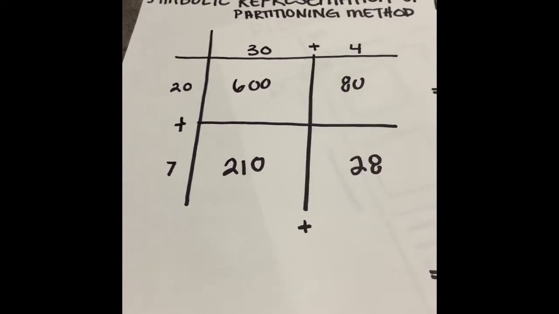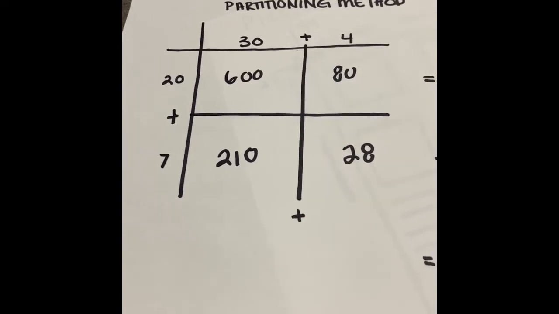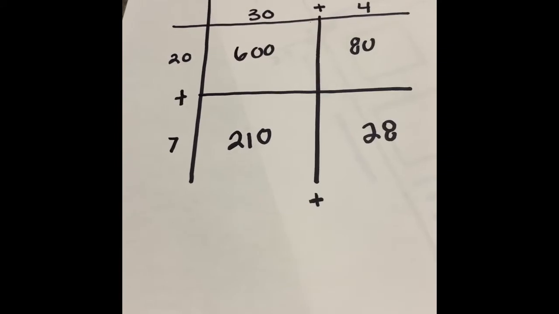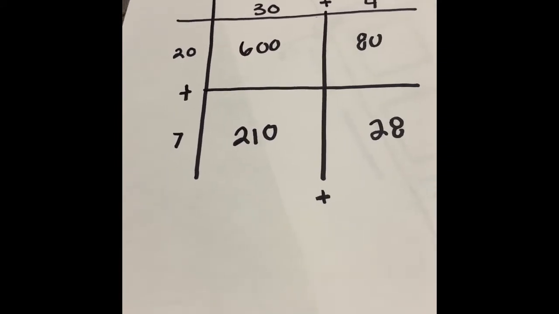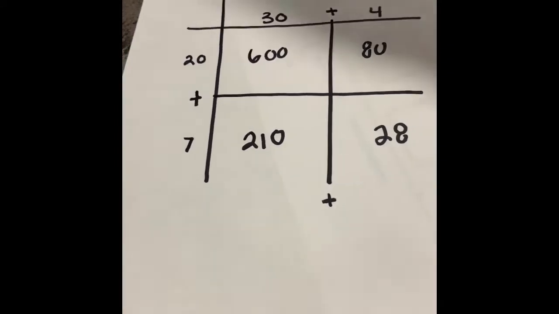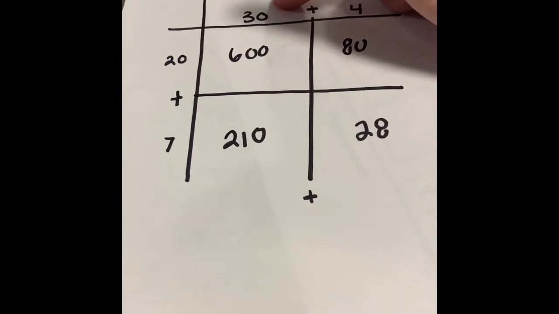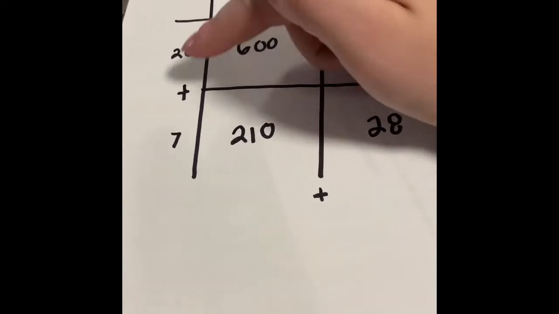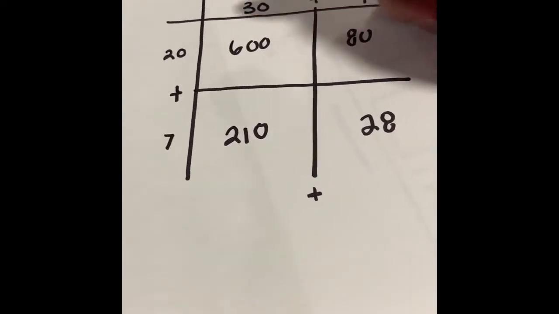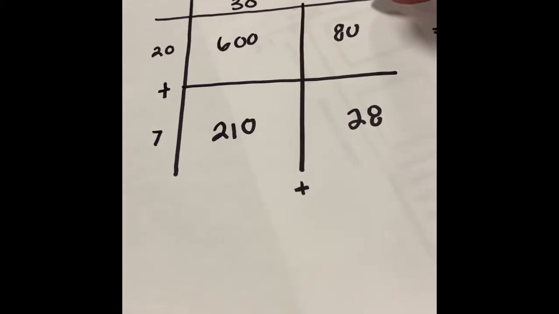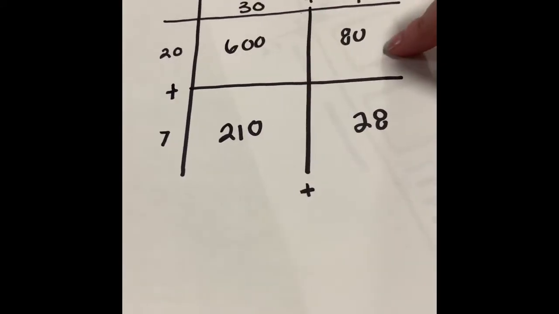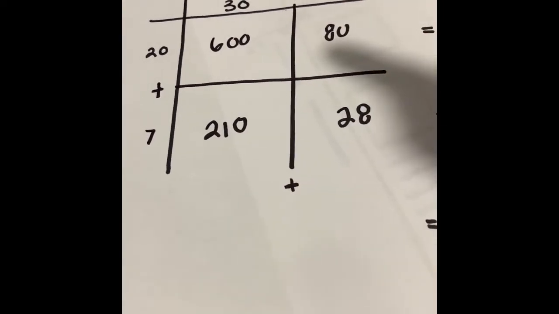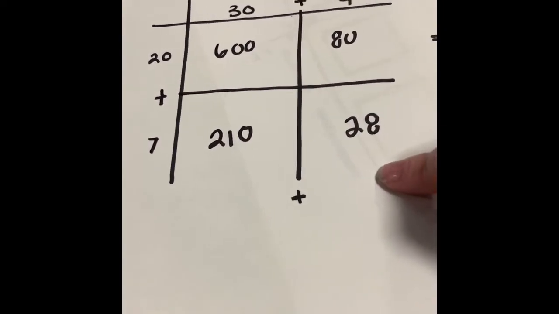This is a symbolic representation of the equation 34 multiplied by 27 using the partitioning method. In the partitioning method, the goal is to take bigger numbers and break them down into smaller and easier to work with numbers. Here we can see the value of 34 being broken down into 30 plus 4, and 27 being broken down into 20 plus 7. 30 multiplied by 20 equals 600. 4 multiplied by 20 equals 80. 30 multiplied by 7 equals 210, and 4 multiplied by 7 equals 28.